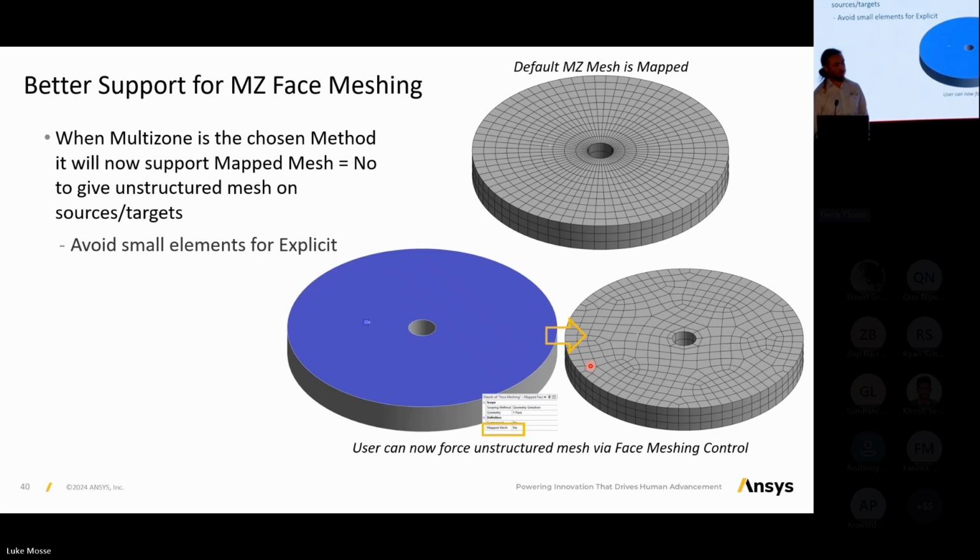But sometimes you want to switch off that mapped face approach. For example, with this sort of body, you mesh it with a mapped face, and you end up with these tiny elements in here, which are no good, especially for explicit analysis. So we can switch it off, and we get this more uniform mesh. It may not look as pretty, but it will solve better.